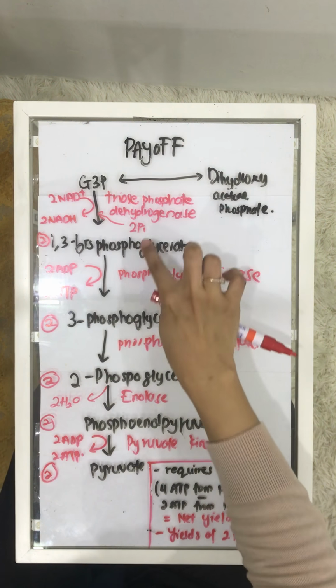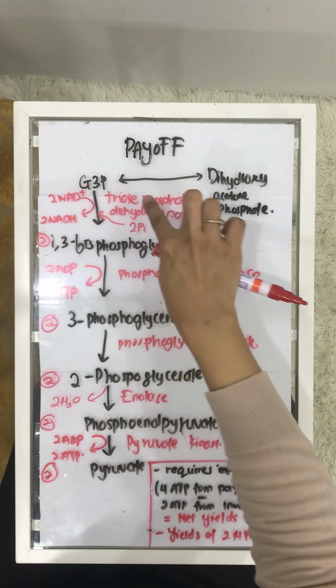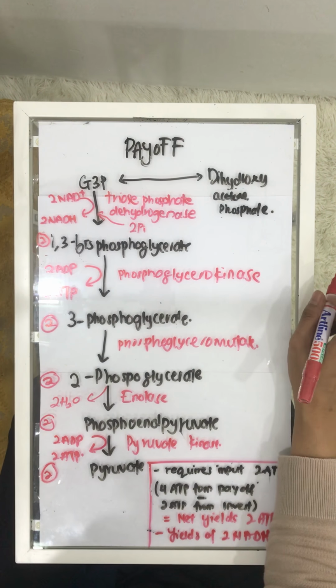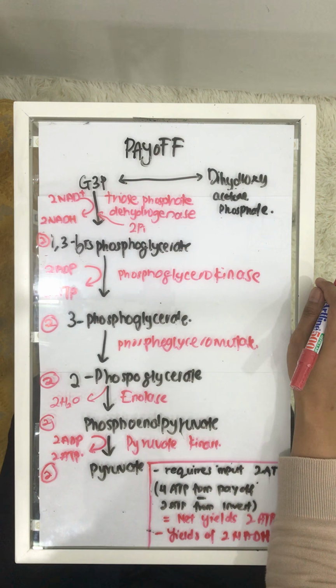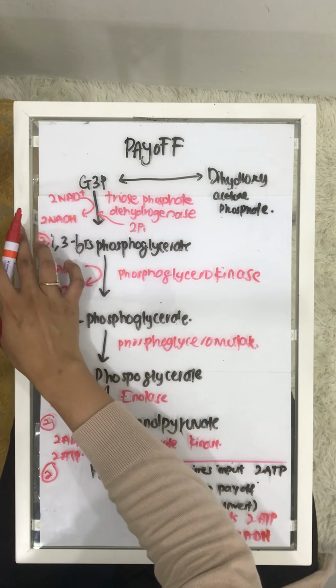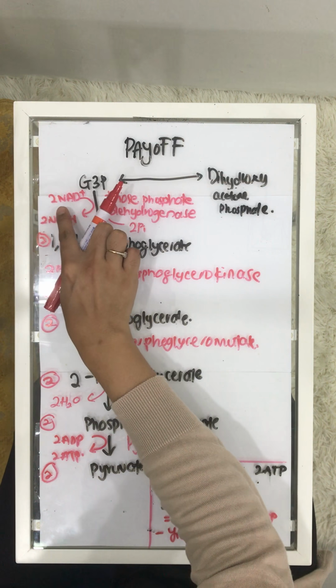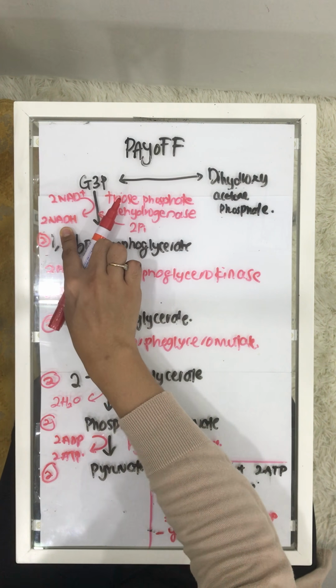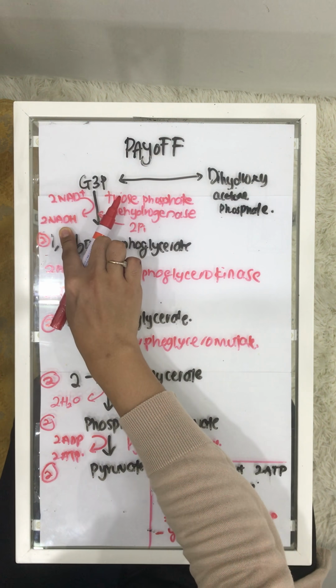And also in this reaction, two molecules of inorganic phosphate are utilized. Okay, so why here are two molecules of NADH being produced? Because this process happens twice.